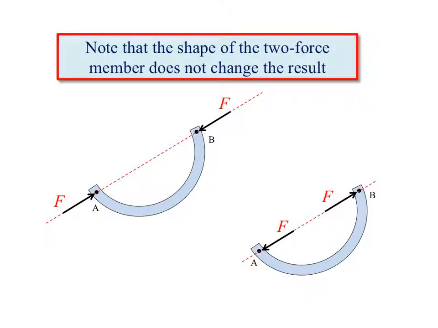Note that the shape of the member between the 2 points of force application doesn't matter. So the whole idea with a two-force member is exactly what the name implies. There are exactly two forces applied to the member, and those two forces have to be equal in magnitude, directed towards one another, or directed away from one another.